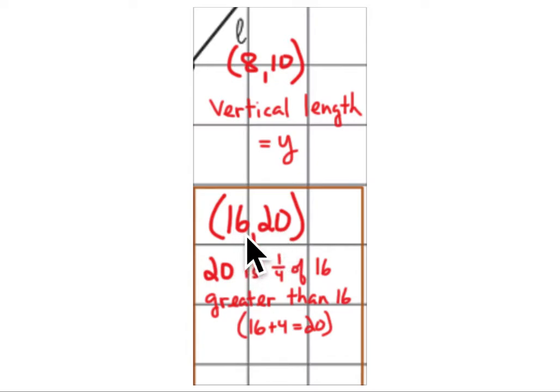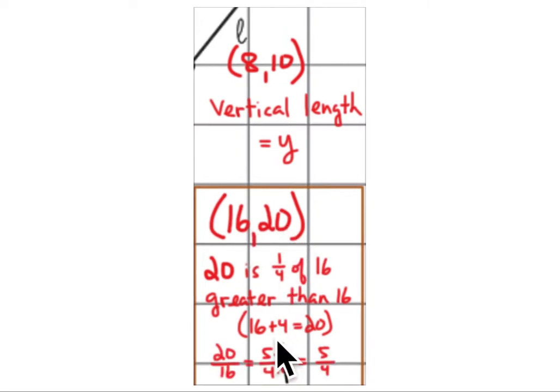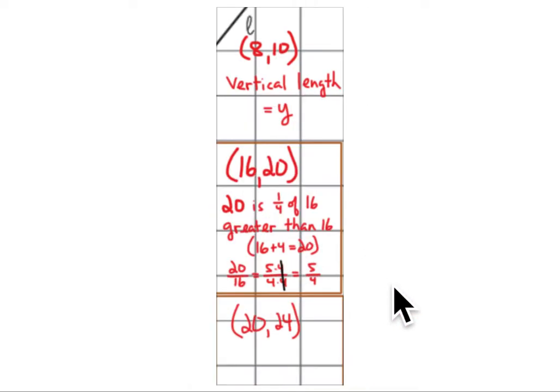Whatever value for x you're given, y is 1/4 greater than that. So it's 5/4 of 16, which is 20. 20 sixteenths, divide by 4 in each case, equals 5/4. So the point 16, 20 is on the line.